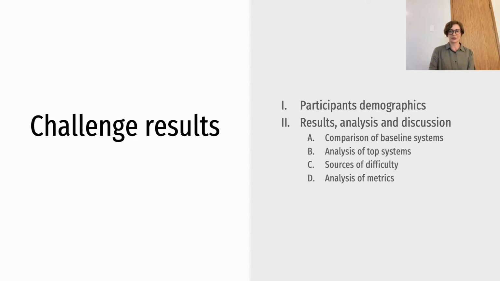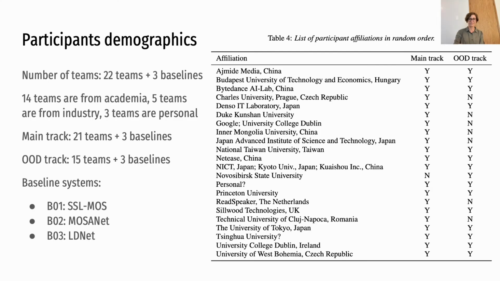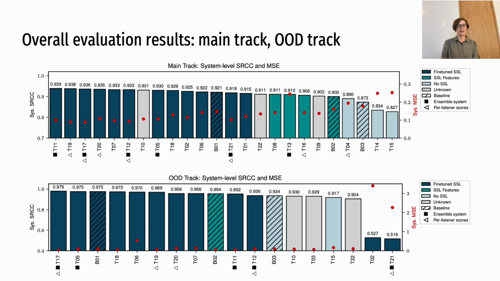Now for the challenge results. 22 international teams from academia and industry participated in our challenge. 15 teams tried the optional out-of-domain track. Here we can see the results. The bars are system-level SRCC, and the dots are system-level mean squared error. The bars with lines are the baseline systems. The top chart is the main track, and the bottom is the out-of-domain track.